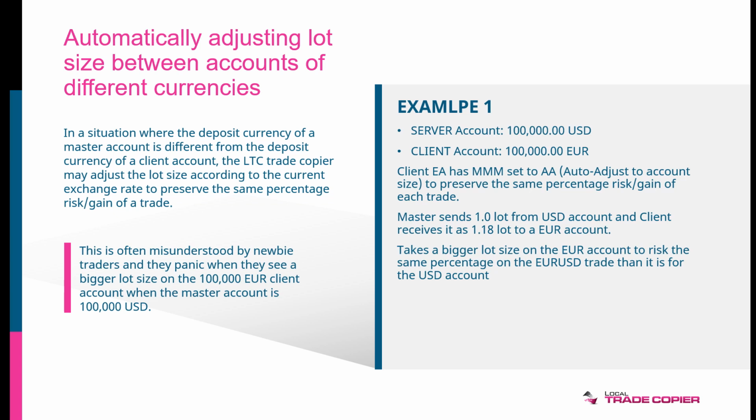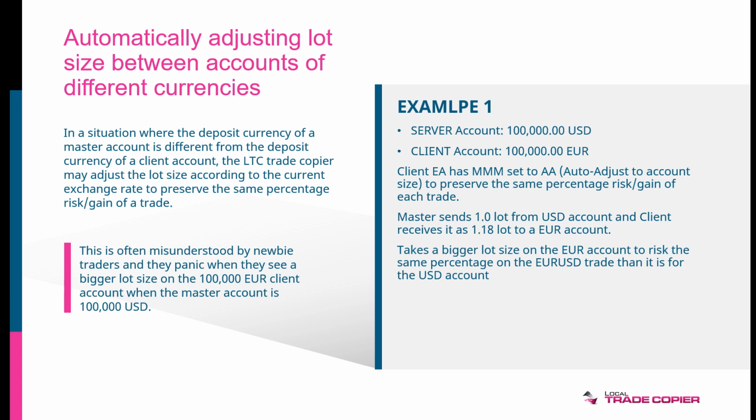This is often misunderstood by newbie traders, and they panic when they see a bigger lot size on the 100,000 euro client account, when the master account is $100,000. So the account size is kind of the same. It's just dollars and euros, that's the difference, but the lot size becomes different, and newbie traders panic and say, oh, client EA is miscalculating my lot size, and what should I do? But let's look at the example to understand this.